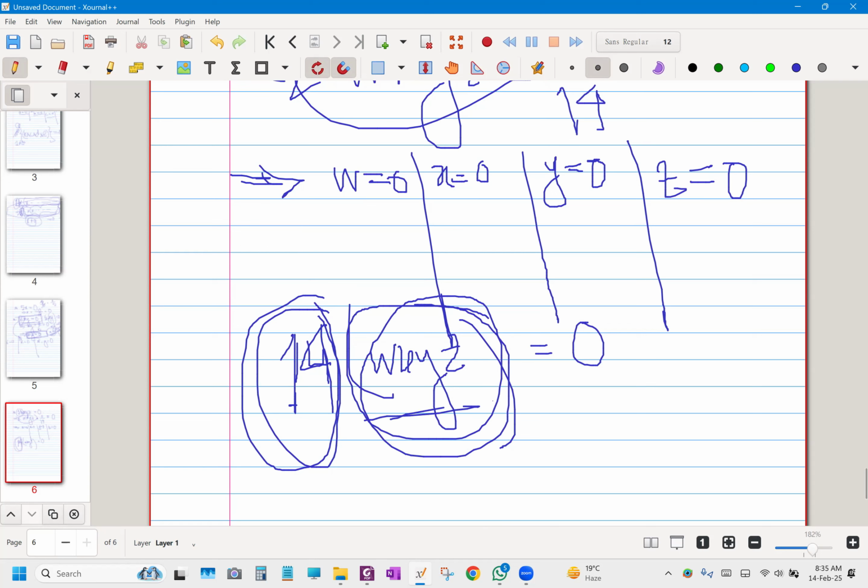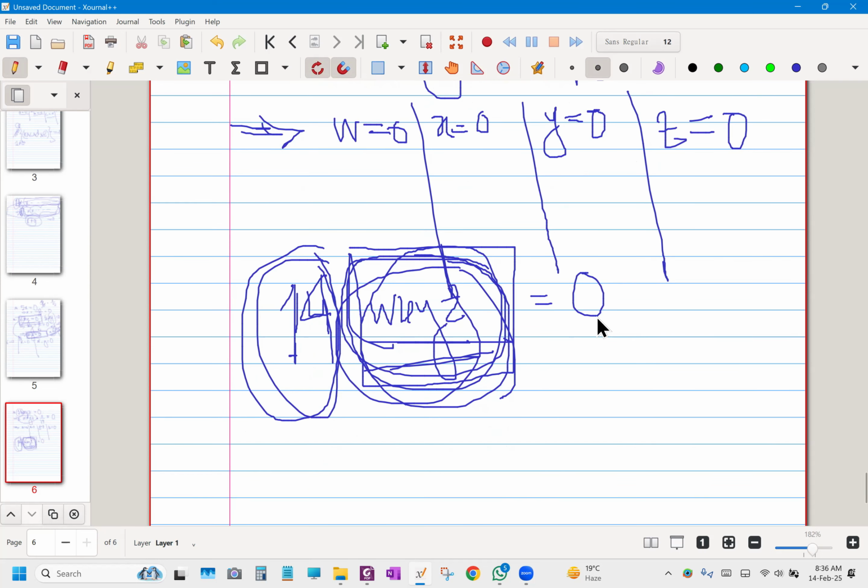This term is 0. Actually, I cannot call this a term, but I'm just telling you for your convenience to understand. The definition of a term is not like this. I should call this a product, but just consider it as a term. So this is equal to 0 because 14 cannot be equal to 0.